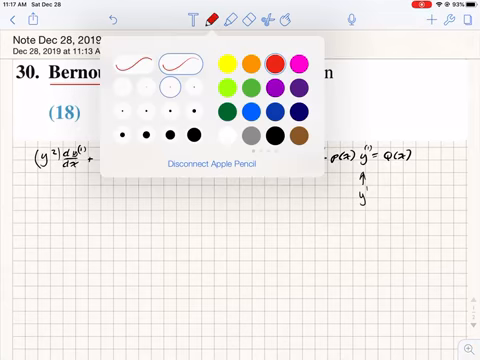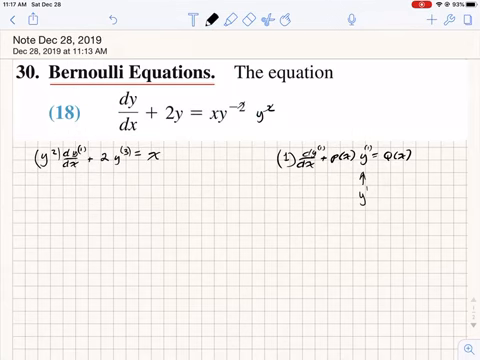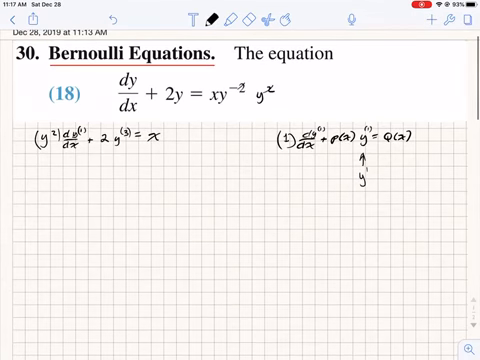What the Bernoulli equation is basically like a U substitution. So let me erase this to get it a little bit cleaner. This is to the third power. What we're going to do is we're going to let some variable, let's call that v, equal y cubed.